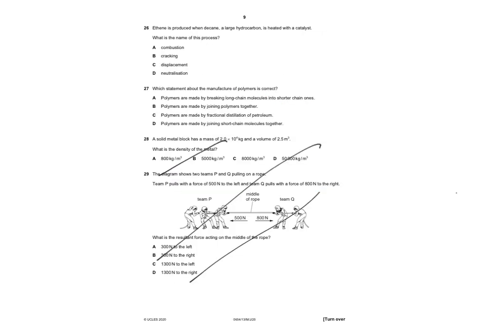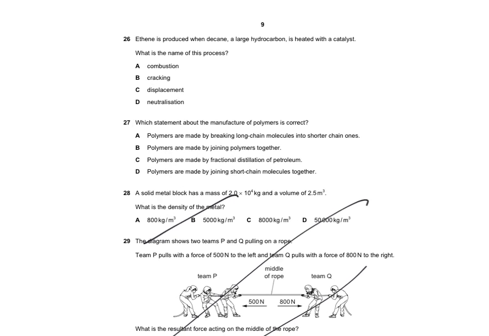Okay, 26. Ethane is produced when decane, a large hydrocarbon, is heated with a catalyst. What is the name for this process? So we're breaking down long hydrocarbons into smaller hydrocarbons with a catalyst. So that is called cracking. Okay, so combustion is burning. Displacement is, I guess, replacement in a way, is one element, a more reactive element replacing a less reactive one, and neutralization is an acid and an alkali.